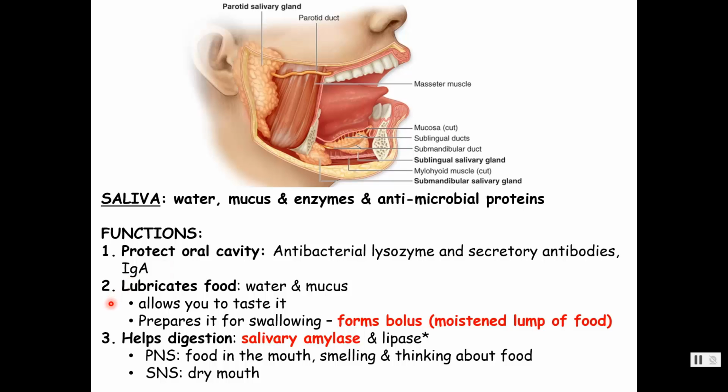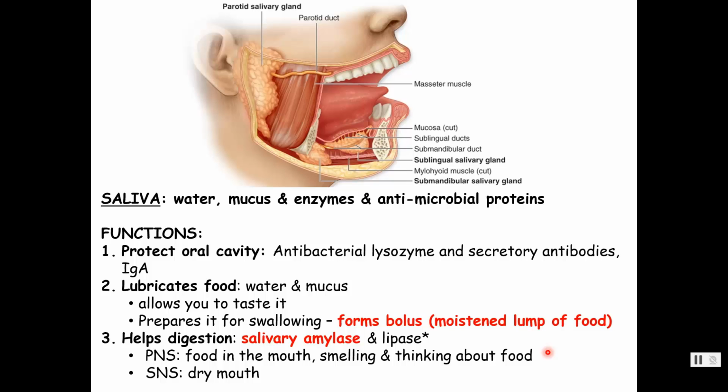Like I said, the idea is it's going to lubricate our food, allows us to taste it, and it helps us prepare for swallowing, so we get that bolus form again. And we are going to begin our chemical digestion. So there are enzymes in saliva. The primary one is salivary amylase. There's a small amount of salivary lipase, but food does not spend a lot of time in your oral cavity, so salivary lipase really doesn't play a big role in digesting your fats.